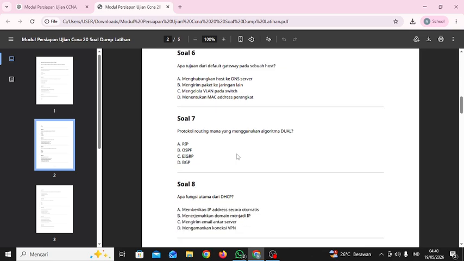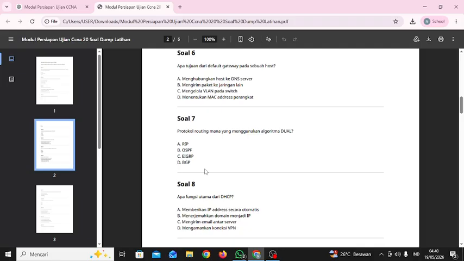Okay, next question. Which routing protocol uses the DUAL algorithm? Okay, A. RIP, B. OSPF, C. EIGRP, and D. BGP. And the correct answer is EIGRP, C.